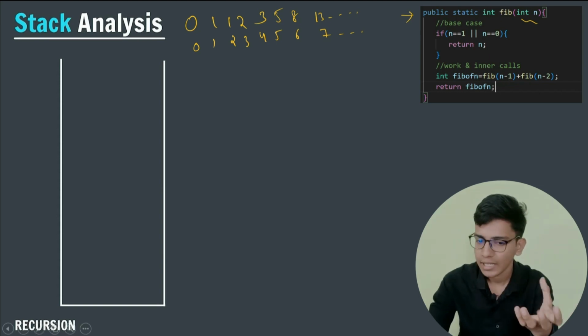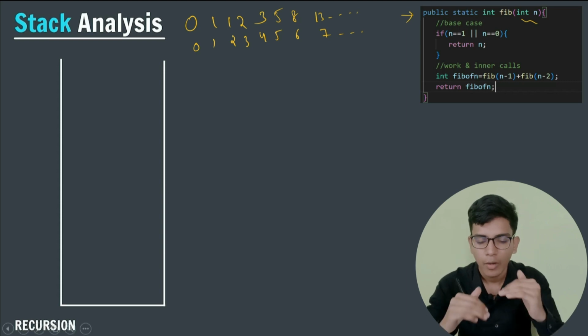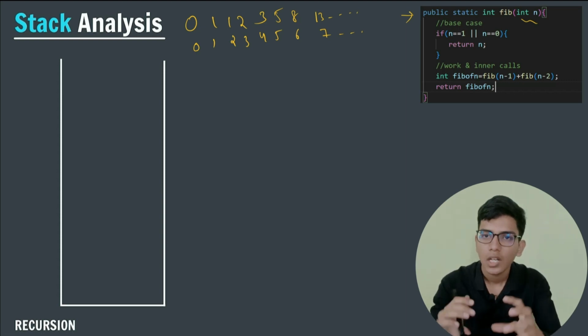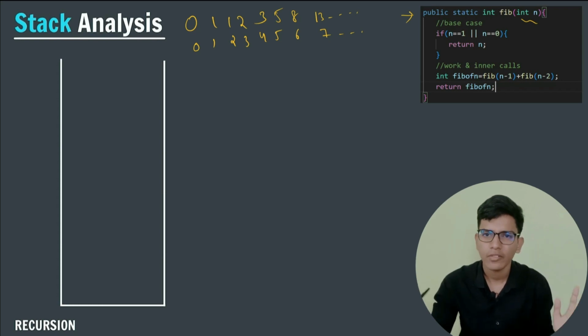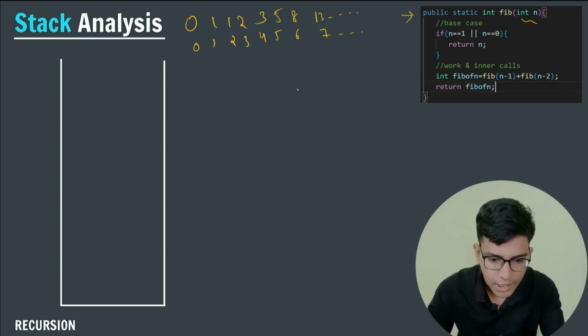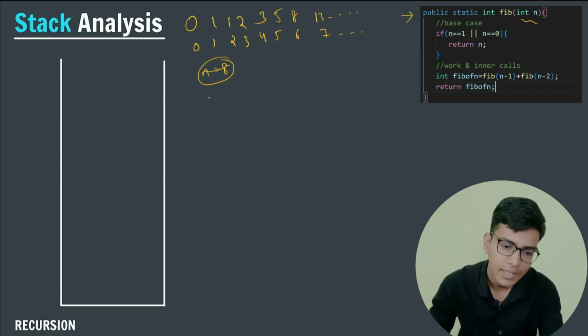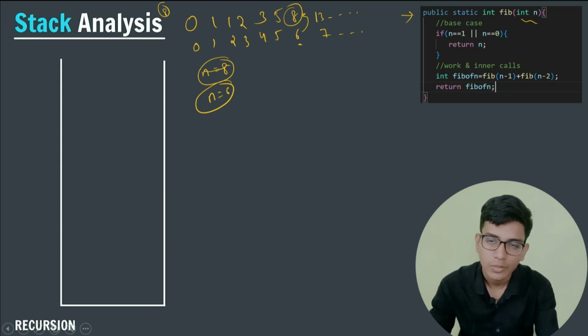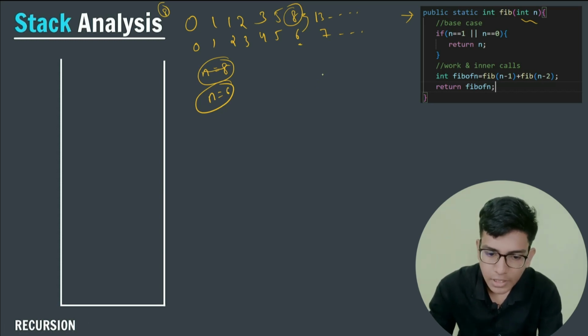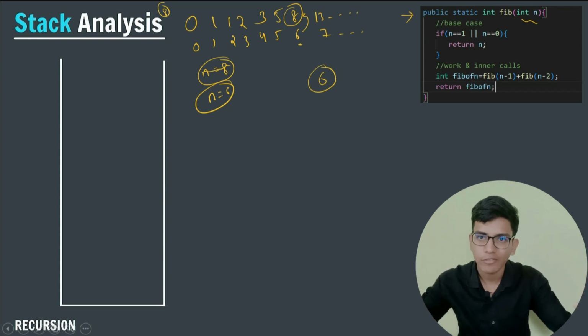Now let us do a dry run or a little stack analysis. I want to tell you that Fibonacci calls take place in the form of a tree-like structure. Let us consider that n is equal to 6. I need to find the 6th term value. I already know that the value is 8, so I need to print 8 to my user as my 6th term. Now here I am passing 6, right? So the stack calls take place in the form of a tree.